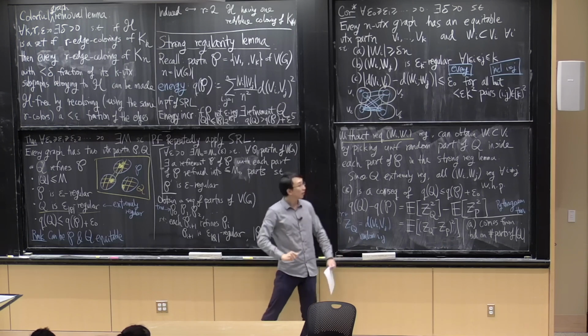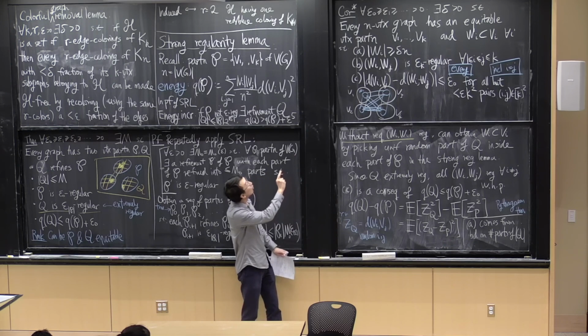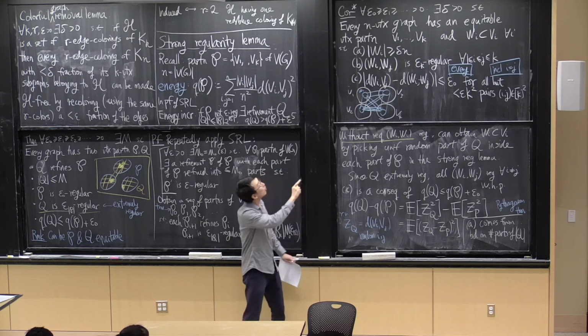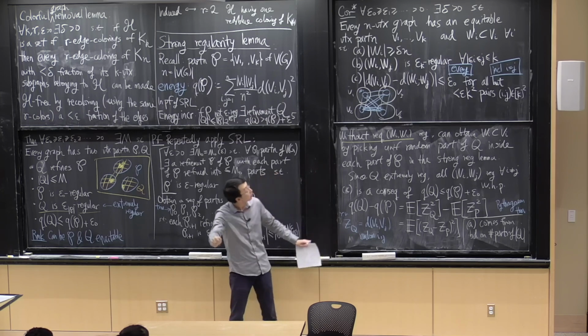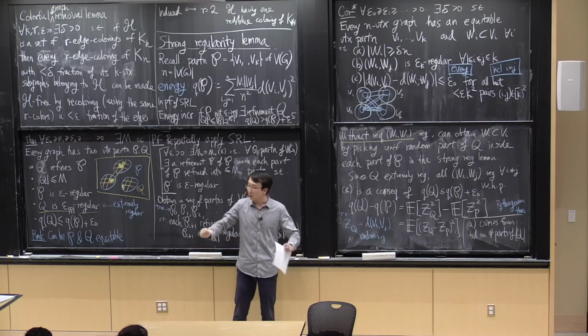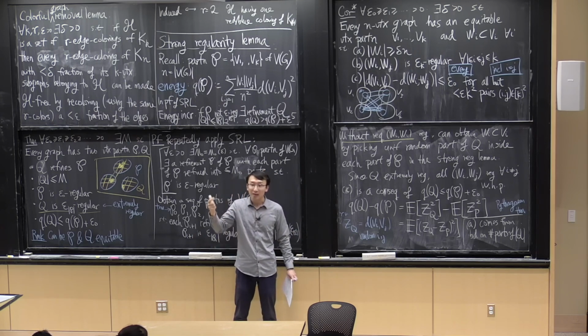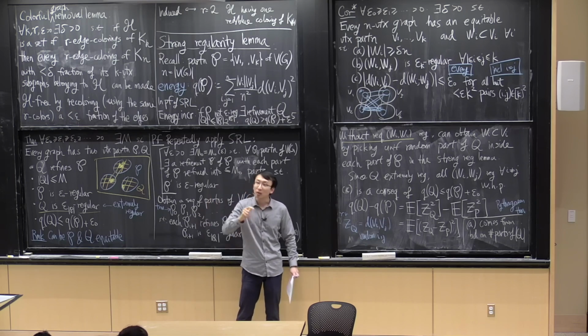Okay, so putting all of these ingredients together, we get the corollary, whereby you have this picture, you have this partition. I don't even require the Vi's to be regular. That doesn't matter anymore. All that matters is that between the Wi's, they are very regular, and that there are no irregular parts between these Wi's.